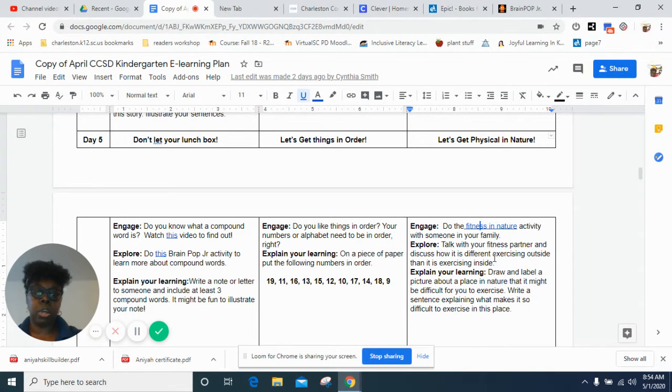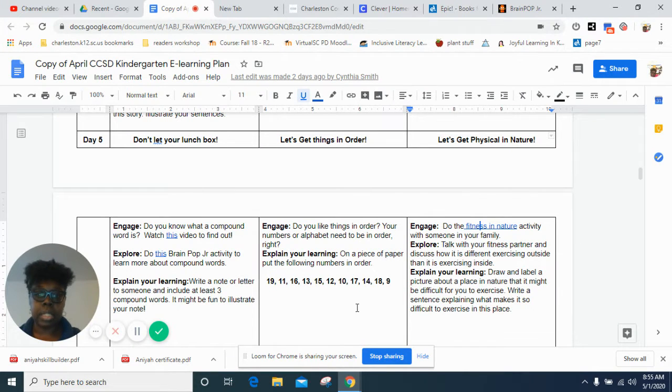Talk with your fitness partner and discuss how it's different exercising outside than it is exercising inside. Draw and label a picture about a place in nature that it might be difficult for you to exercise. Write a sentence explaining what makes it so difficult to exercise in that place. And that's your choice board activity for today in science.